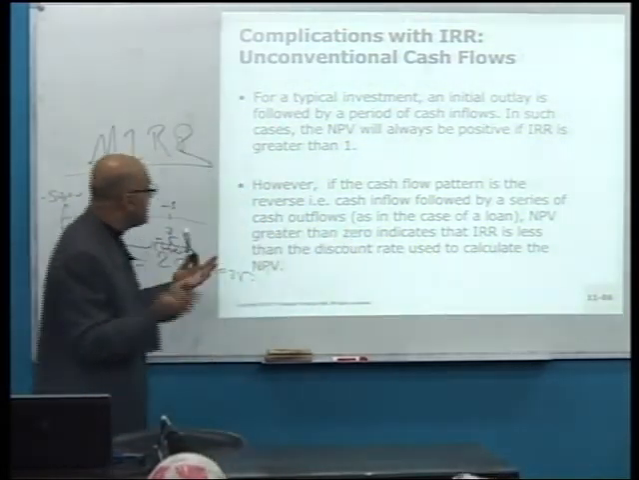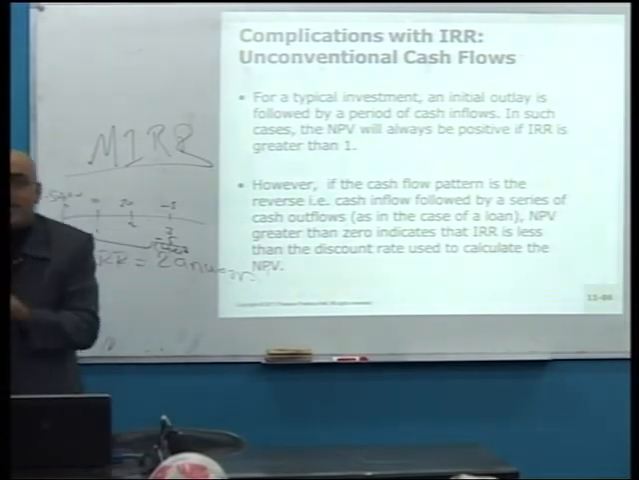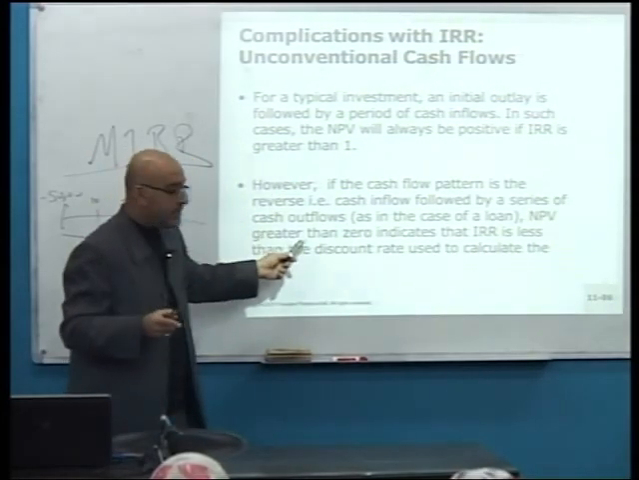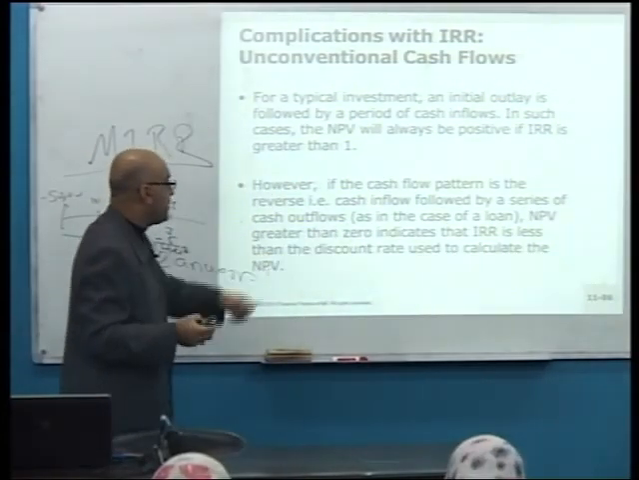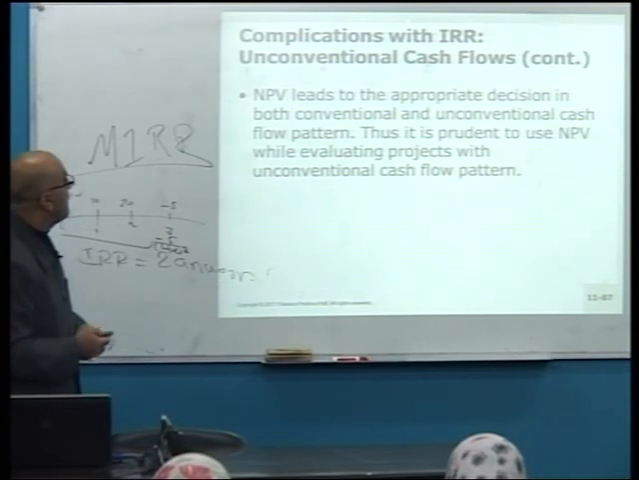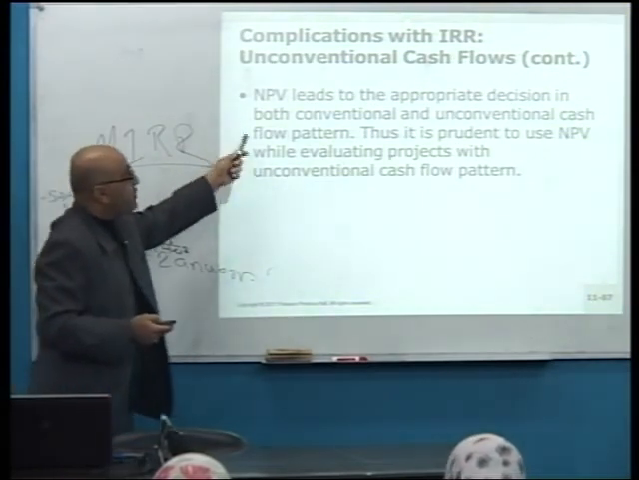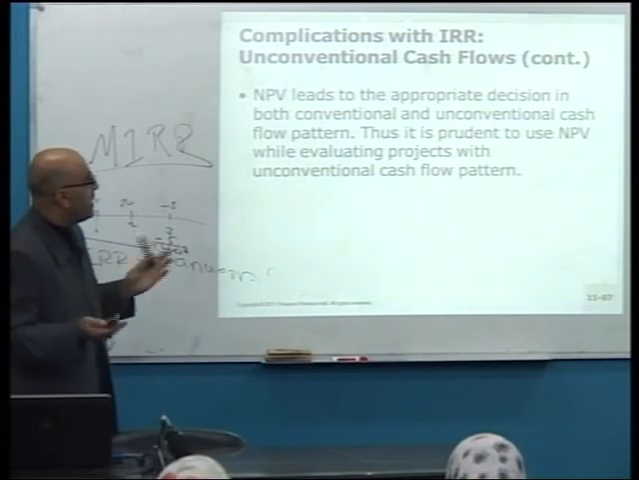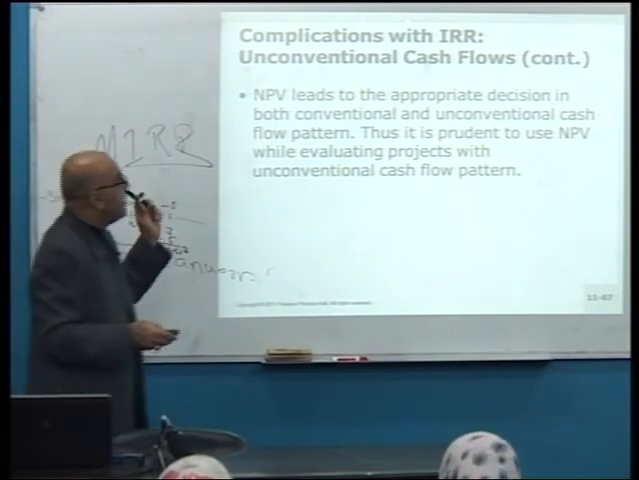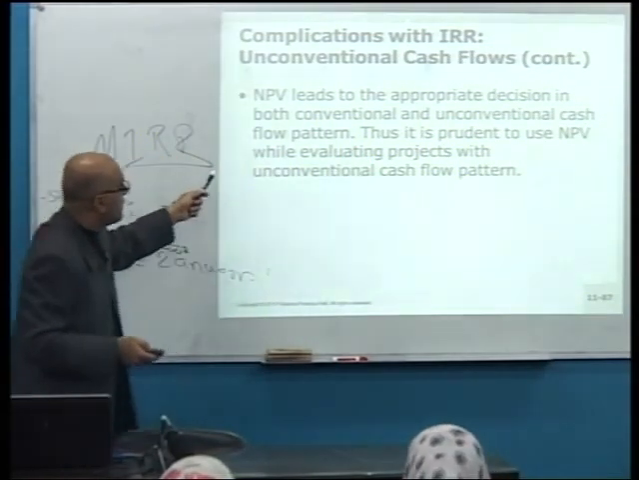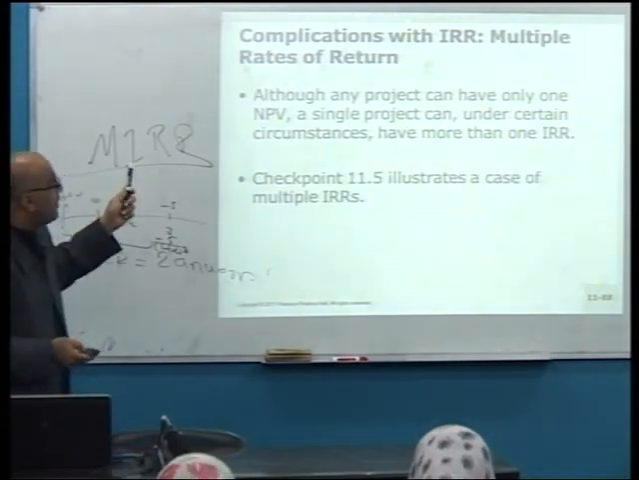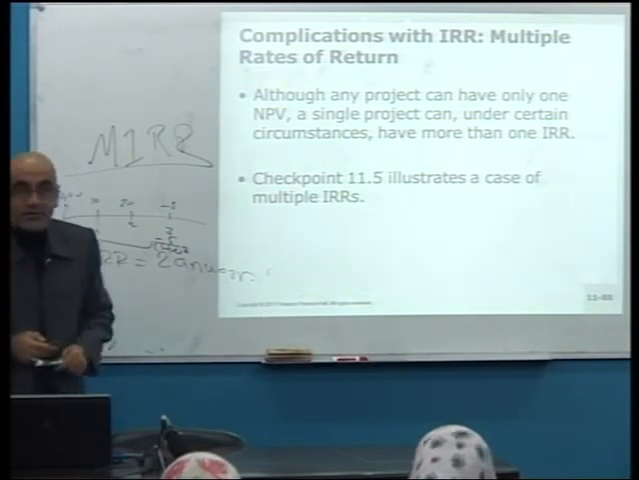If the cash flow pattern is reversed, a cash inflow followed by a series of cash outflows, as in the case of a loan, net present value greater than 0 indicates that the IRR is less than the discount rate used to calculate the net present value. Net present value leads to the appropriate decision in both conventional and unconventional cash flow. So with negative signs, it's fine, it works. Thus, it is prudent to use net present value while evaluating projects with unconventional cash flows. Although any project can have only one net present value.